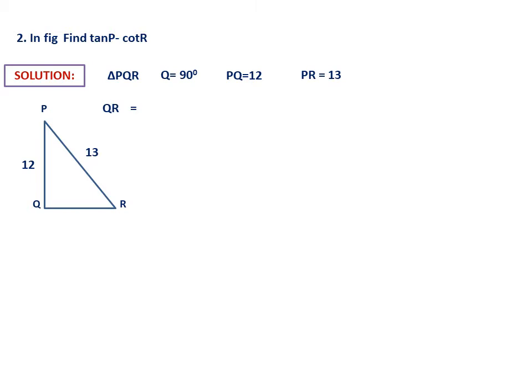Now first we have to calculate QR. Once again it is a right angle triangle. QR will be equal to, it is hypotenuse square, that is PR square, 13 square, minus PQ square, other side, so that is 12 square, and this you know it is 169 minus 144, which is equal to square root of 25. So this is 5. Therefore QR side is 5.